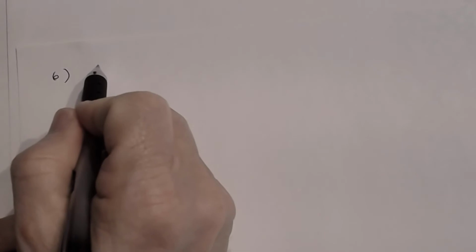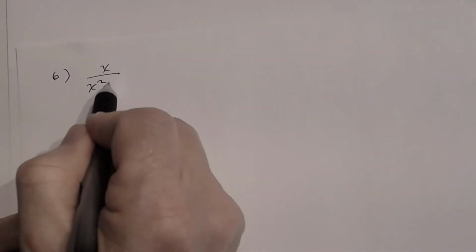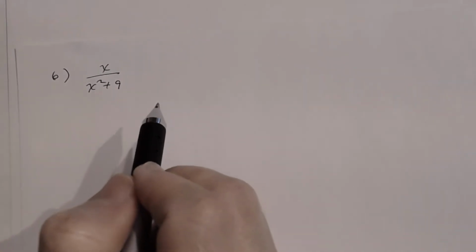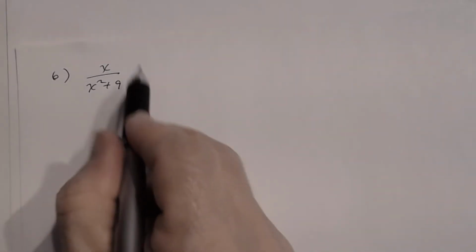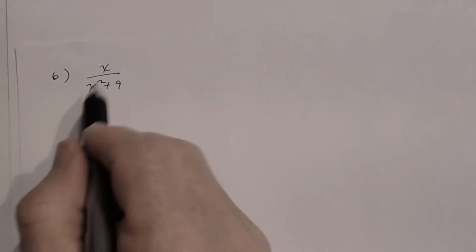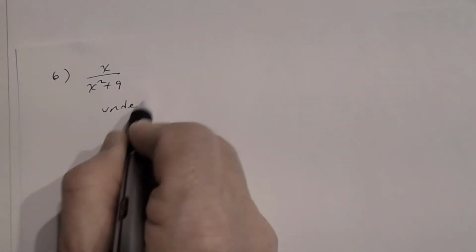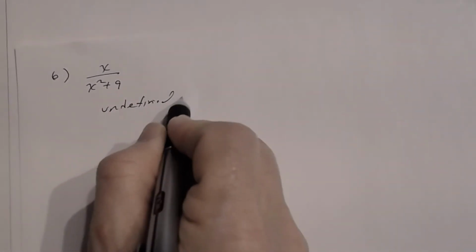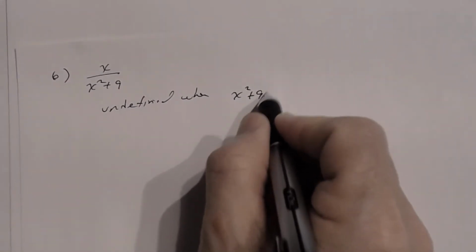We have x divided by x squared plus 9. I want to find out where this rational expression is defined. Well, first of all, let's figure out where it is undefined. This rational expression is undefined when the denominator is 0.